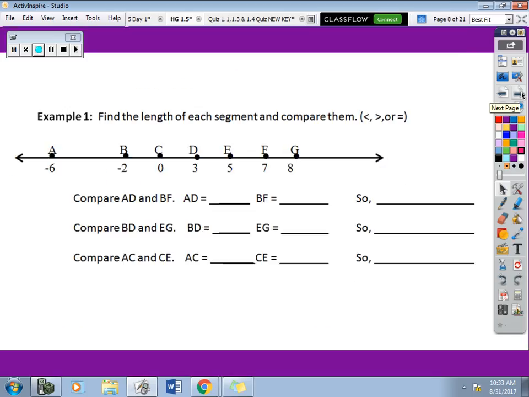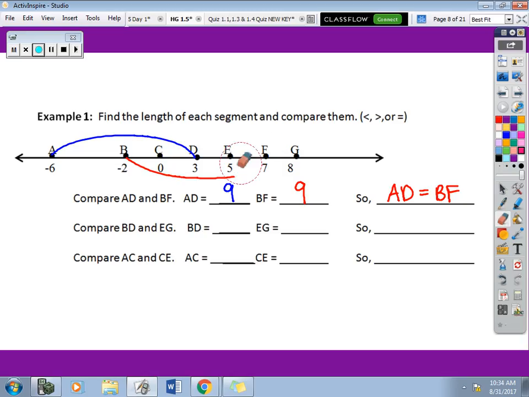All right. Find the length of each segment and compare them with a less than, greater than, or equal to symbol. So segment AD, who thinks they can tell me how long segment AD is? Caleb? 9 units. And how about BF? 9 units also. So those are equal. We'll say that AD equals BF. We do not put the segment bar on top because again we're talking about numbers, not just segments. See if you guys can do the other two. Find the length of each segment and then compare them with a symbol.